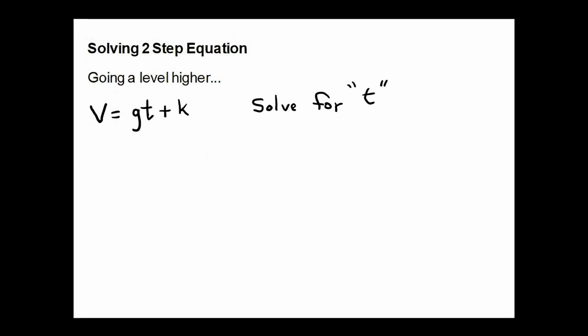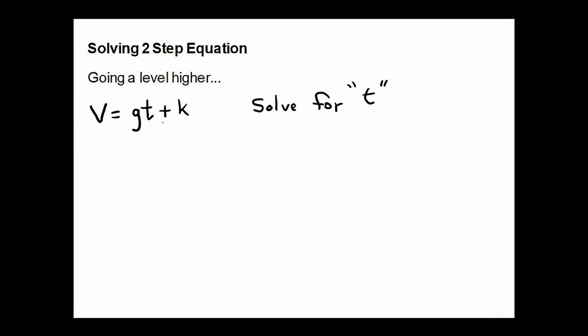Let's go a step higher and solve a two-step formula. In a formula, they have to tell you which variable you're going to solve for. And so they ask us to solve for t. That means we want to isolate the t. We will start on that side. So we find the t. Notice the g is right beside the t, so it's multiplied. So we'll leave that till last.